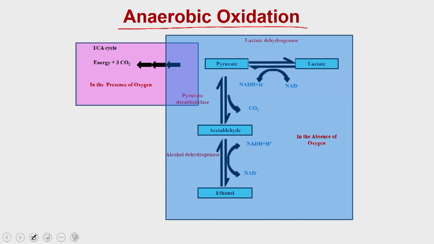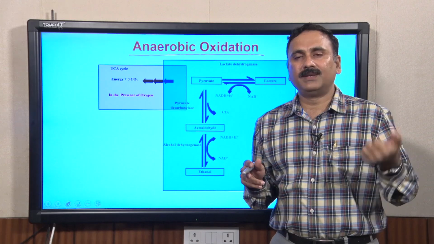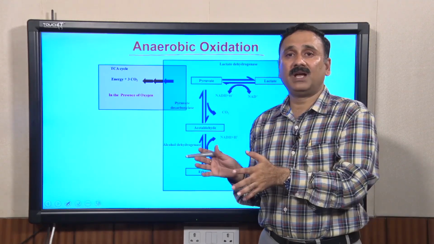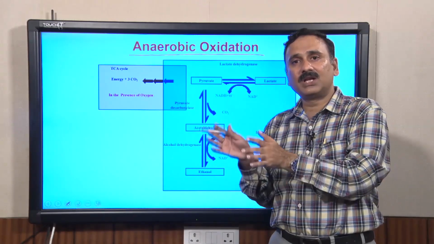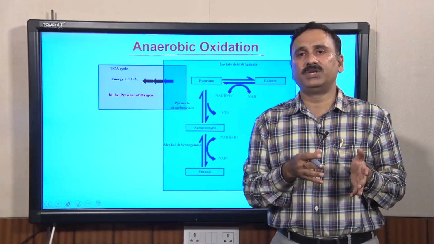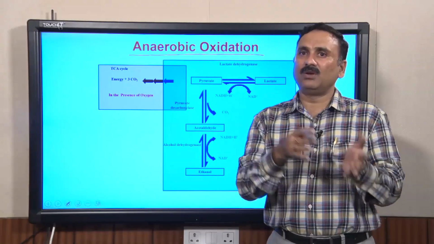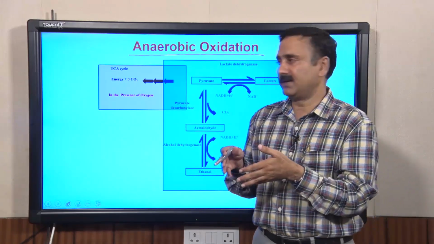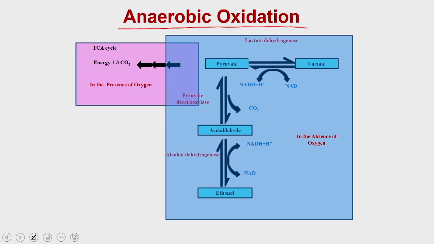So, you understand that glycolysis and the Krebs cycle are operating because there is plenty of oxygen available in the system, and that oxygen actually allows the electron transport chain to run. But in the absence of the electron transport chain, you are going to have anaerobic oxidations. If you have oxygen present, then you are going to use the Krebs cycle or the TCA cycle, and that is going to generate the energy as well as 3 carbon dioxide molecules.